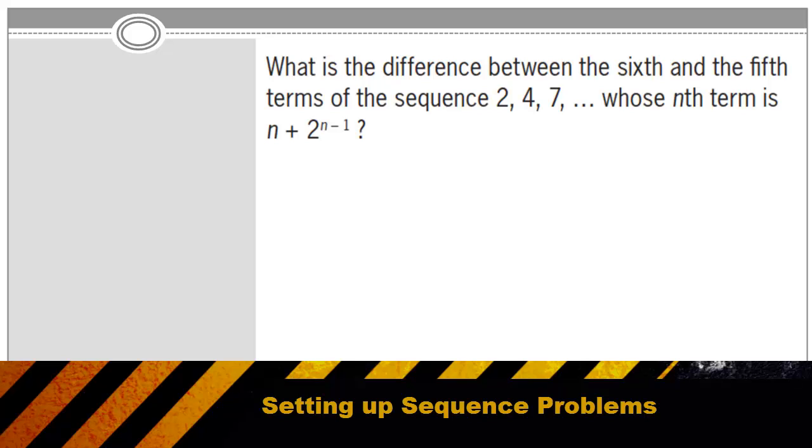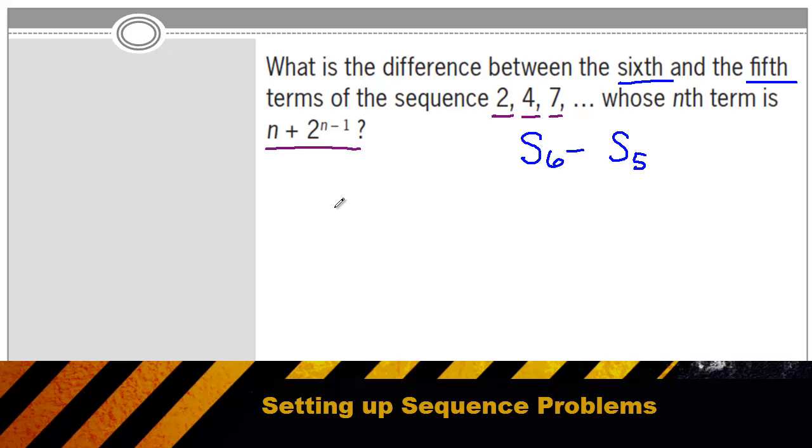This problem seems more complicated, but we're still going to be using the exact same steps we did in our previous examples. The question is asking for the difference between the sixth and the fifth terms in the sequence. So they're really asking us for s sub 6 minus s sub 5. The problem gives us the first 3 terms and then the relationship between all of the terms. We're definitely going to have to figure out what the sixth and fifth terms are. But before we do that, we have to first figure out what the fourth term is.